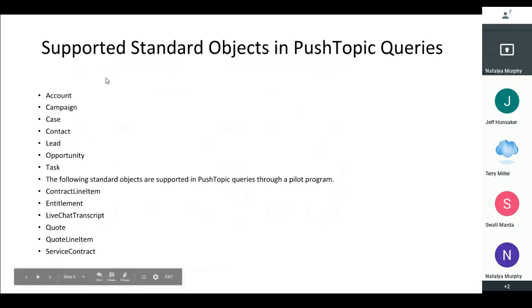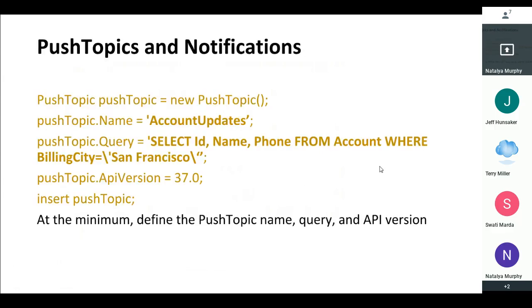And these are all the standard objects that are supported, as you would expect. All the big ones are here: account, campaign, contact, lead, opportunity, task. These are somewhat supported, dealing with contracts and quotes, just in pilot right now.